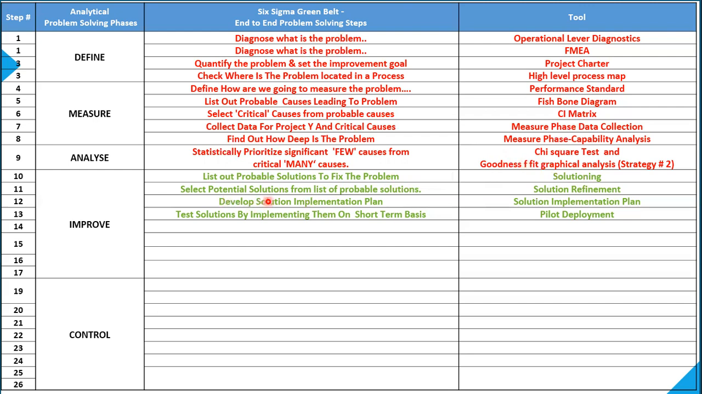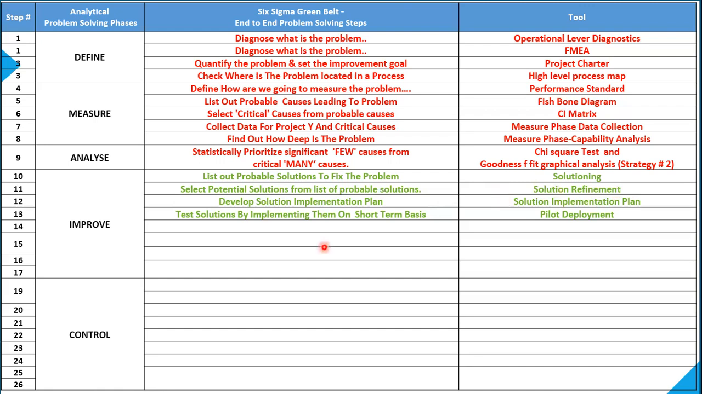So yes, a list of probable solutions, and from the list of probable solutions, we have to extract and further segregate potential solutions. We are going to do it through the solution refining phase, where we use 4 scanners. What are those scanners? We're going to look into it in detail.